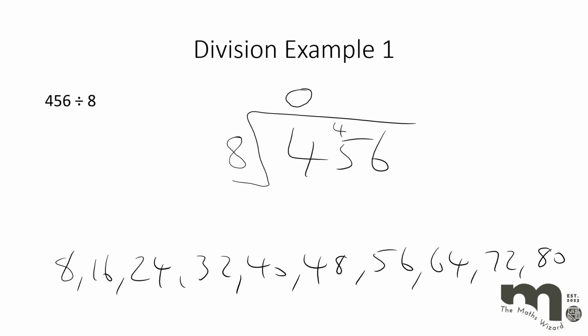Now we can see from our 8 times table at the bottom here that we've got 8, 16, 24, 32, 40. So we've got 5 full 8s there. Our next multiple of 8 is 48. We've got a remainder of 5 here. So we write our 5 here. Now 8 goes into 56 exactly 7 times. So we've got a nice whole number answer on this particular one.